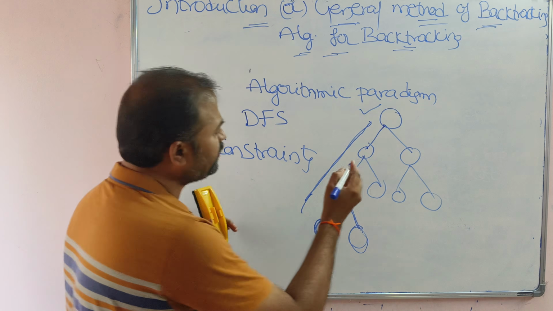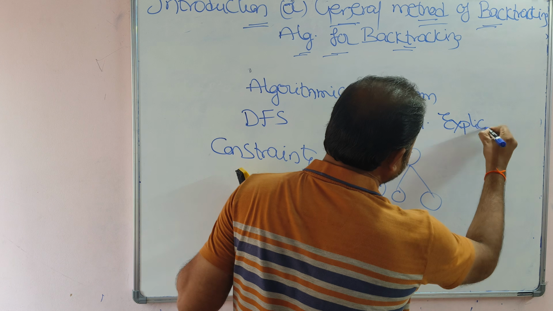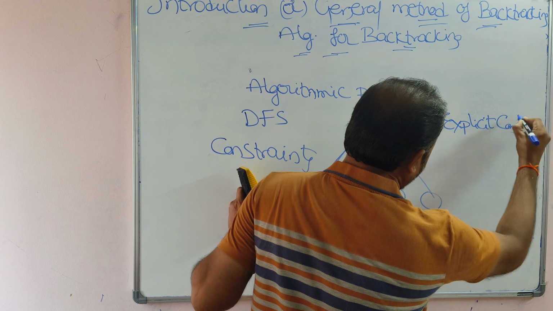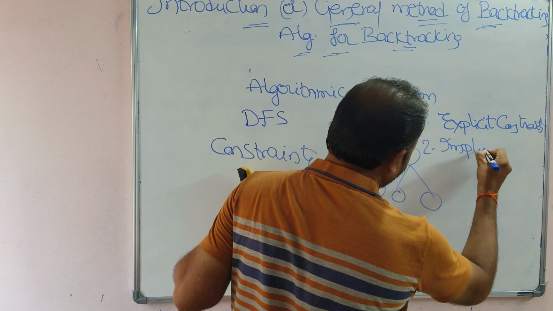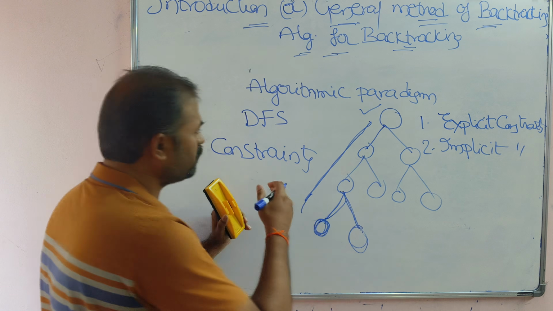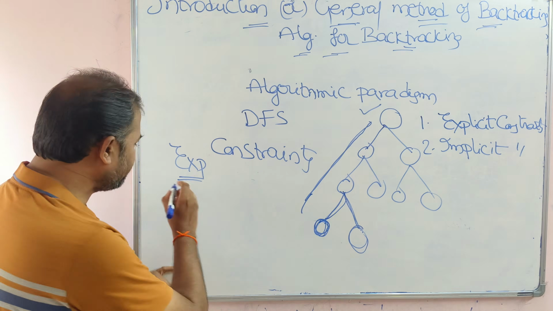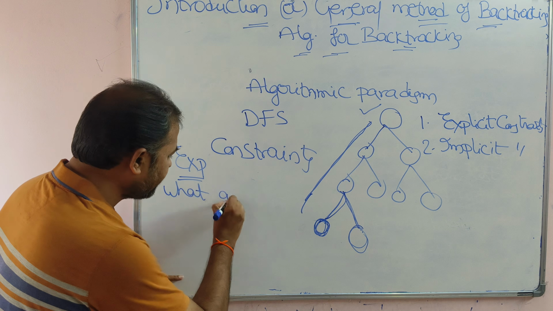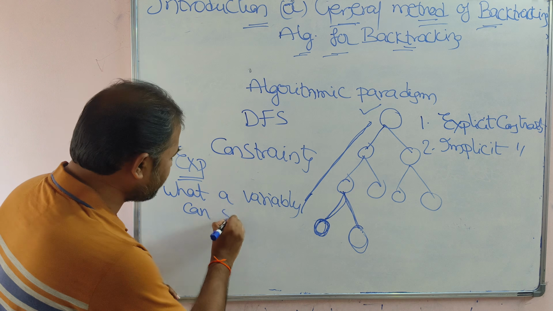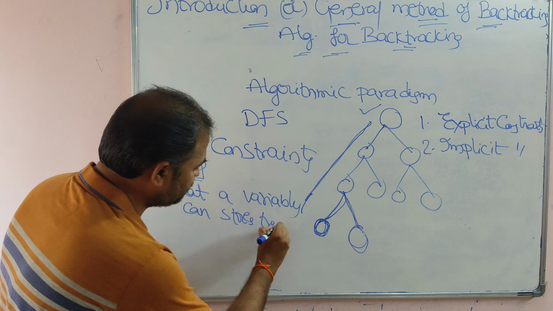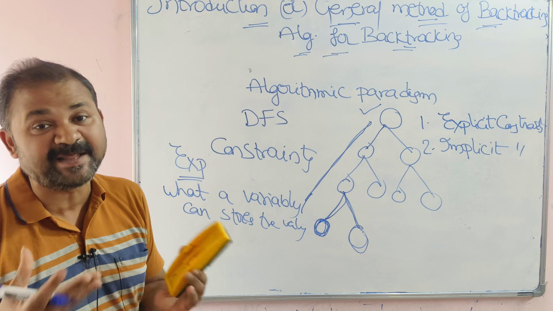Here we mainly have two types of constraints. The first one is explicit constraints. The second one is implicit constraints. So first let's see what an explicit constraint is. An explicit constraint specifies what values a variable can store. The variable stores which type of values, that is nothing but the explicit constraint.